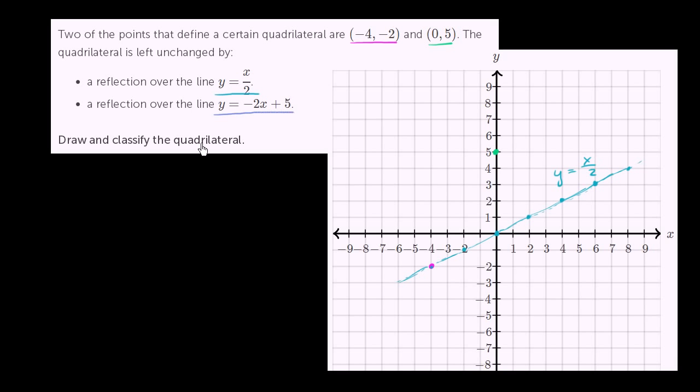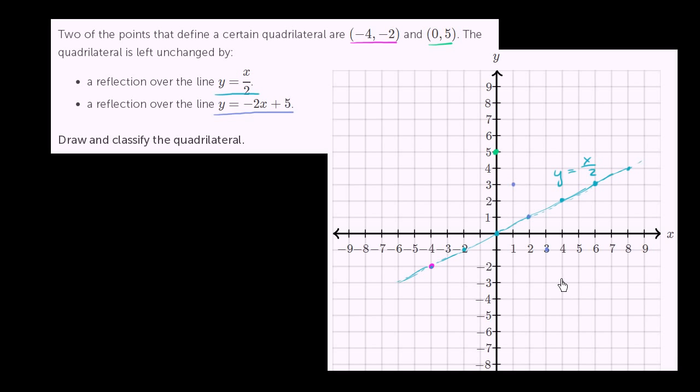y is equal to -2x plus 5. So the y-intercept here is 5. When x is 0, y is 5. So it actually goes through that point. And the slope is -2. Every time we increase x by 1, we decrease y by 2. So we go there, and we keep going at a slope of -2.